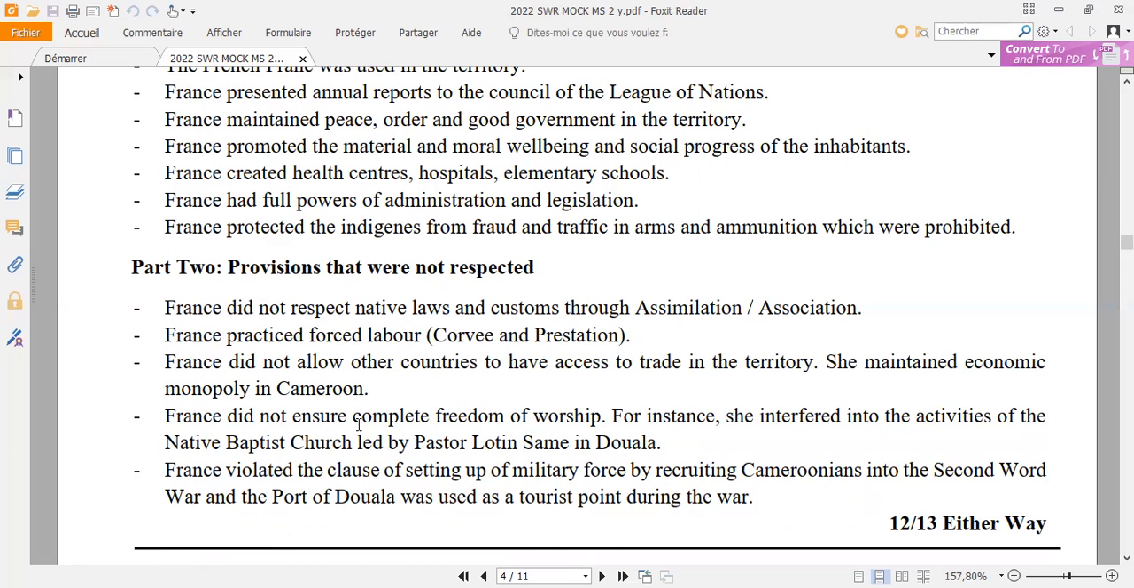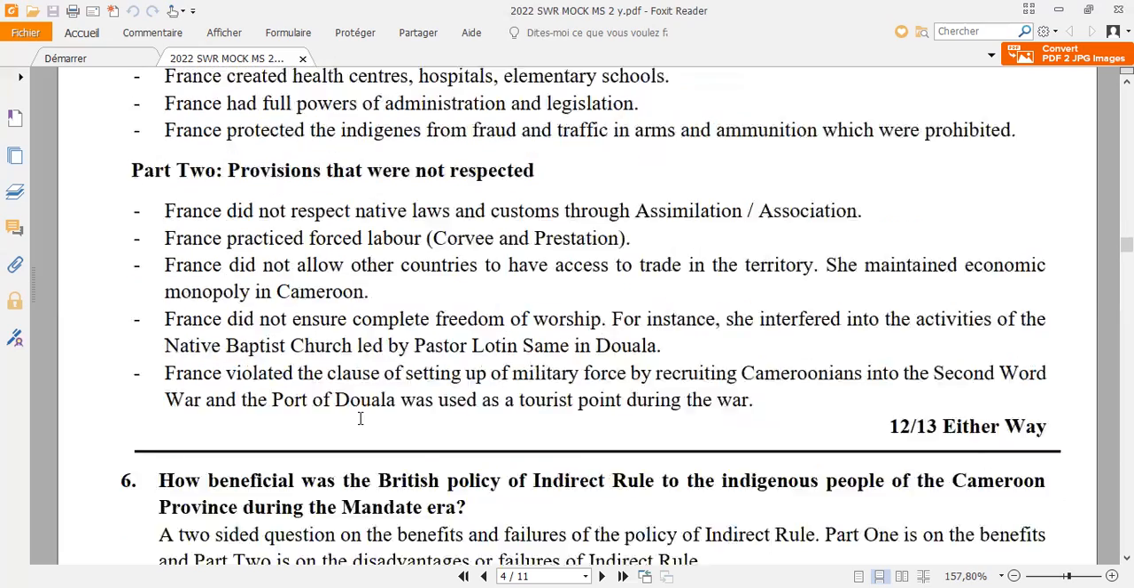France did not ensure complete freedom of worship. For instance, she interfered in the activities of the native Baptist church led by Pastor Lotin Sama in Douala. France violated the clause on the setting up of military force by recruiting Cameroonians into the Second World War, and the port of Douala was used as a tourist point during the war.